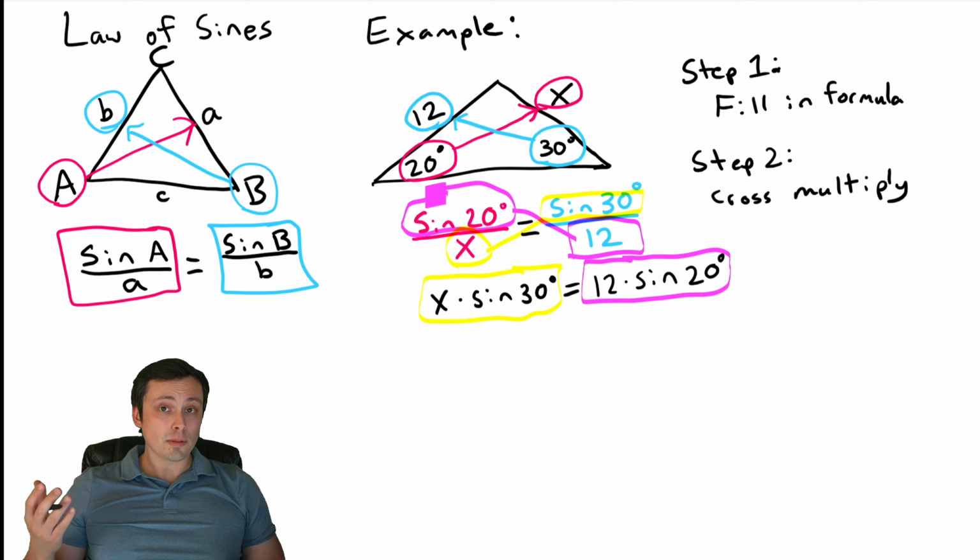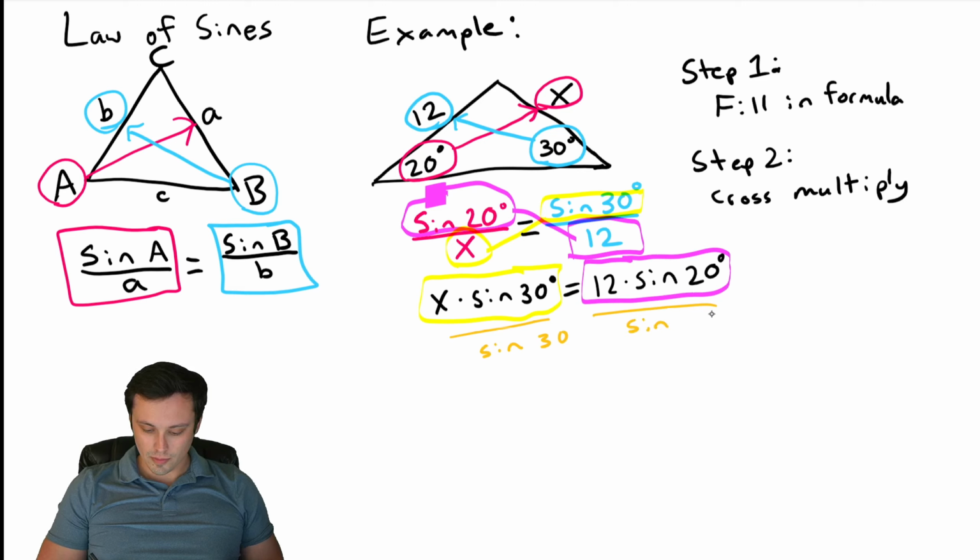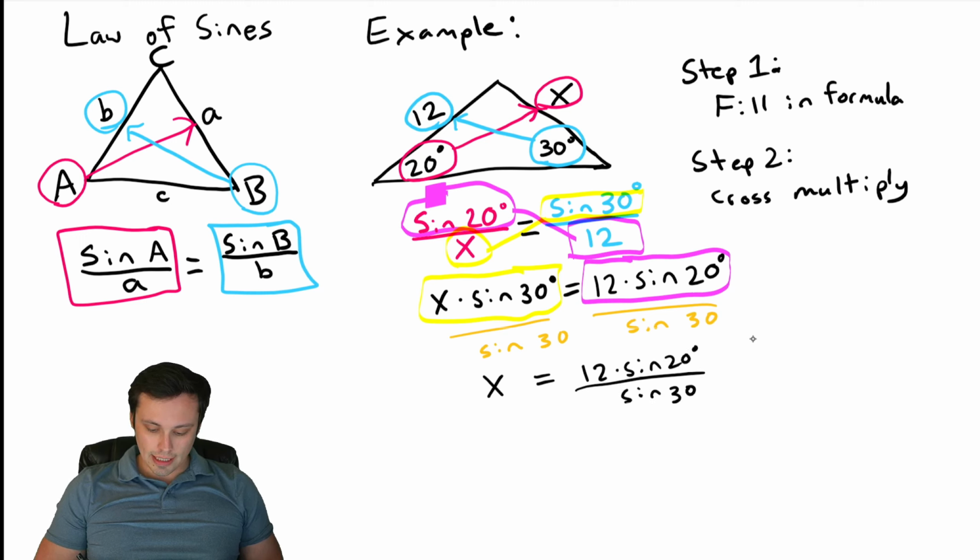From here, we want to get x by itself, right? So we're going to have to divide by what x is being multiplied by to get rid of that, to get x by itself. So the inverse operation of multiplication is division. Let's do some division here. We're going to divide both sides by sine 30 to get rid of that and leave us with x is equal to, well, the exact answer is 12 times sine 20 divided by sine 30. That's the exact answer.